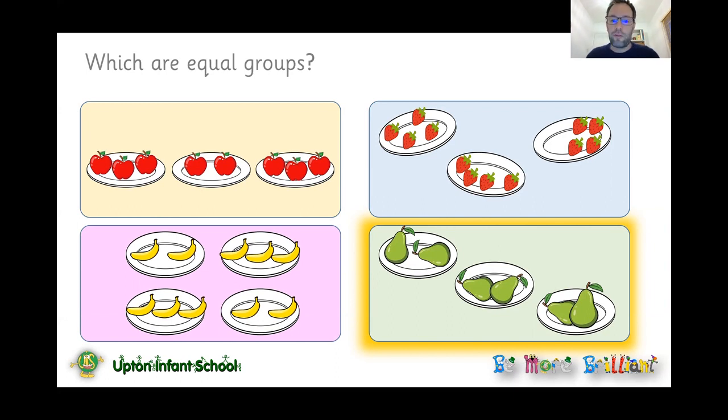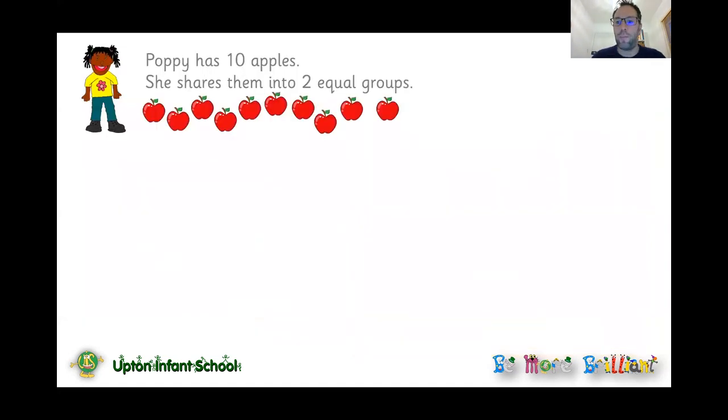They are equal groups. So that's another lot of equal groups. Well done if you spotted them. Now, here's my friend Poppy, and Poppy has got a question for us to get us going today. Her question is, she's got 10 apples and she shares them into 2 equal groups. I want to know what that looks like.